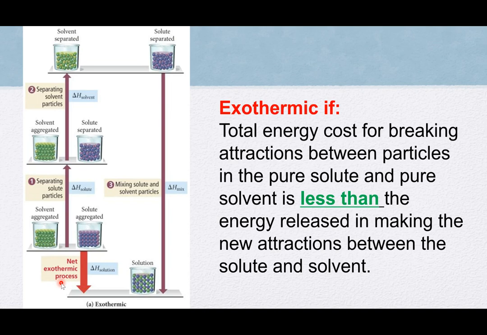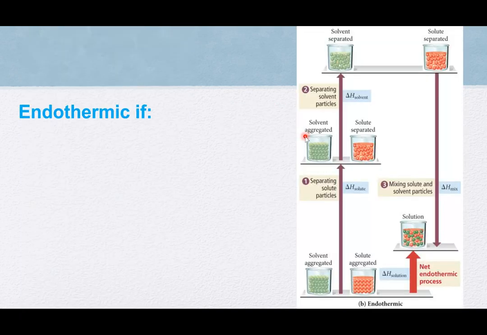All right, so we're going to look at a very similar picture, but we're going to look at an endothermic. Okay, so again, here's our starting point. We've got our solvent, our solute in beakers. So step one is going to be separating the solute particles. So overcoming that lattice energy, that's an endothermic process. We have to put energy in. So step one is climbing the ladder.